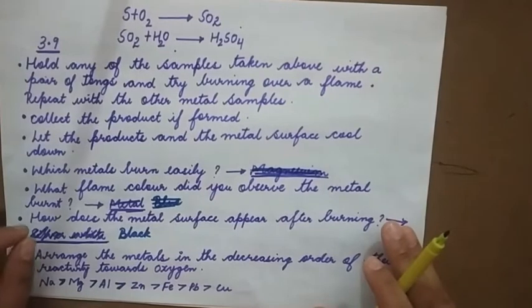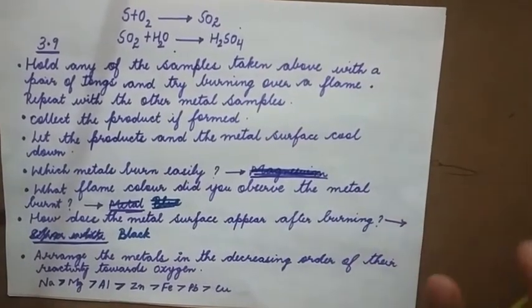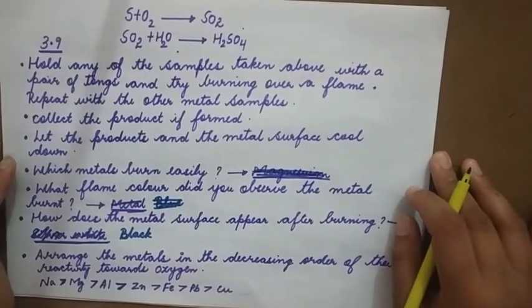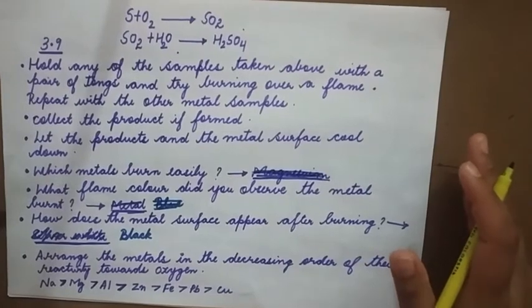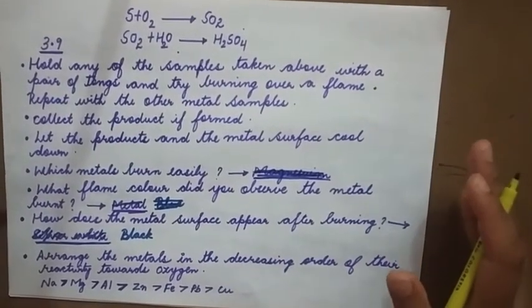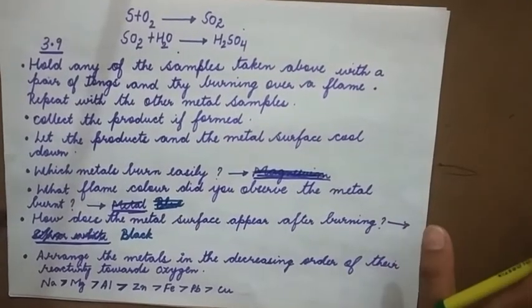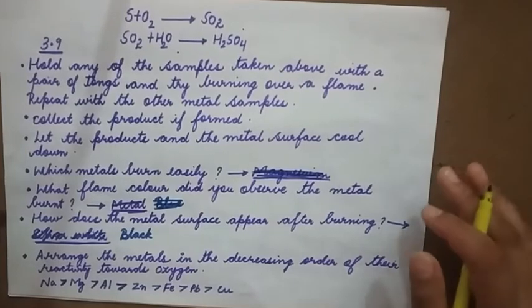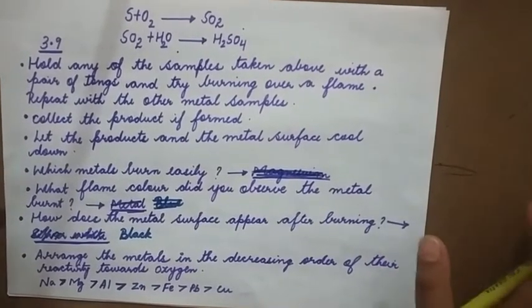Which metal burns easily? Now, in general, if you look at the metals, usually we see that group 1 are alkali metals, group 2 is alkaline earth metals. So it is alkali metals and alkaline earth metals that burn easily. Sodium and potassium are highly reactive. Magnesium also burns brilliantly.